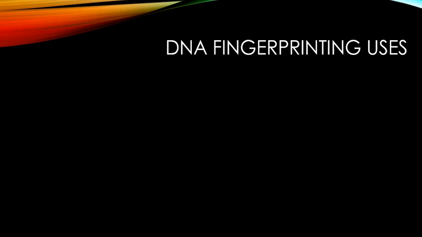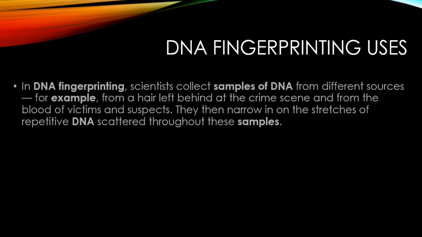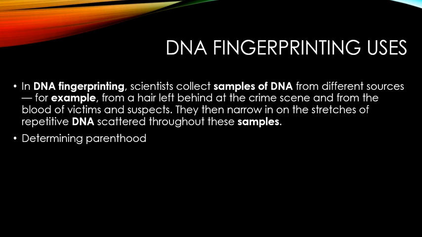The uses of the DNA fingerprinting, or why do we usually apply this technique? Usually in the DNA fingerprinting, scientists simply collect samples of the DNA from different sources. For example, and most importantly, in crime scenes, if there is any criminal who is not known, they will collect the DNA from the crime scene, and they are going to compare the sample of DNA with other samples from suspects that might be the ones that have committed this crime. So this can be taken from a hair left behind at the crime scene or from blood of the victims and suspects. And then they narrow in on the stretches of the repetitive DNA scattered throughout these samples, which will allow them to know the criminal.